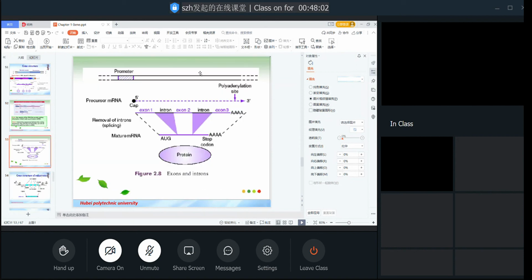Like this, from the promoter, which is a regulatory sequence, you can see from here the transcription start point begins to transcribe the messenger RNA. In the precursor RNA, exon 1 is left, the intron is deleted, exon 2 is left, and the intron is deleted, and the last produces the mature mRNA. The mature mRNA codes the protein.